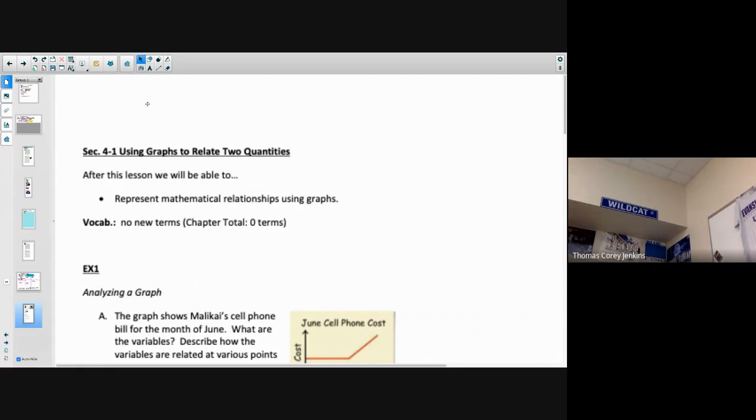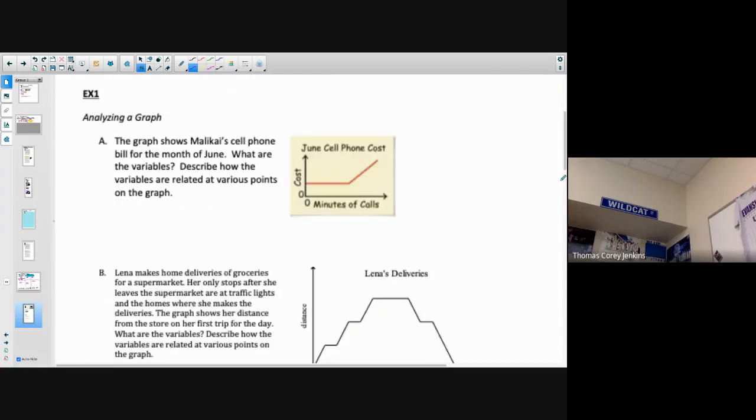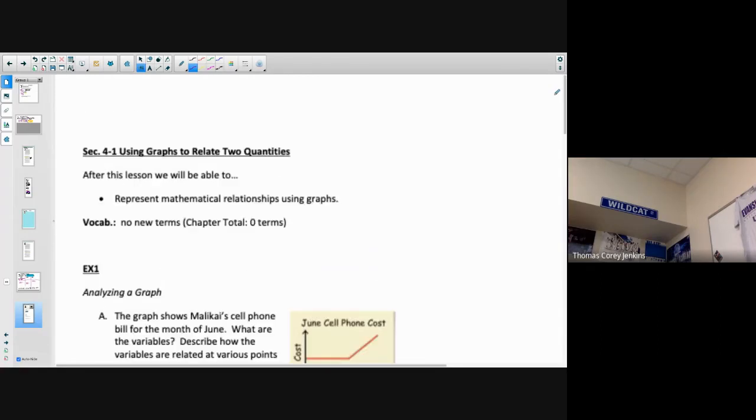This is about kind of just interpreting graphs, really. The official title of the lesson is Using Graphs to Relate Quantities. And this chapter is all about functions. All right, so sorry, your learning target, I don't know why this won't go away. There you go. Your learning target is we want to be able to represent mathematical relationships using graphs. Really, more so, we want to be able to interpret graphs to describe a relationship. Okay, that is actually a little more fitting.